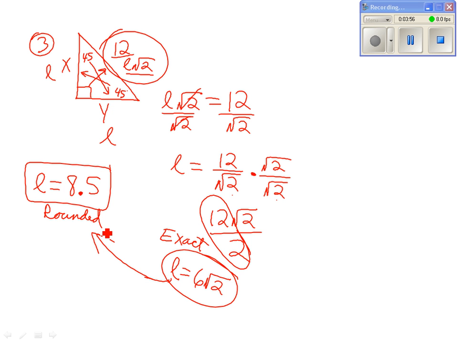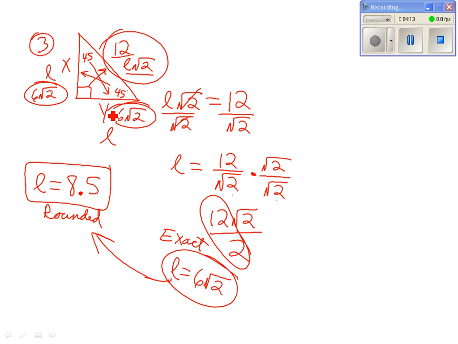They ask us to find x and y. Well, what is x then? 6 radical 2. What's y? 6 radical 2. That's both answers for number 3.